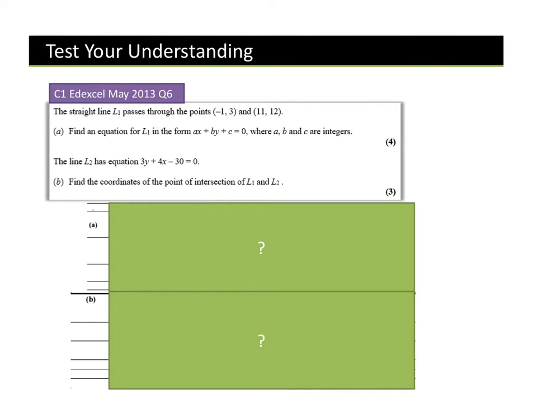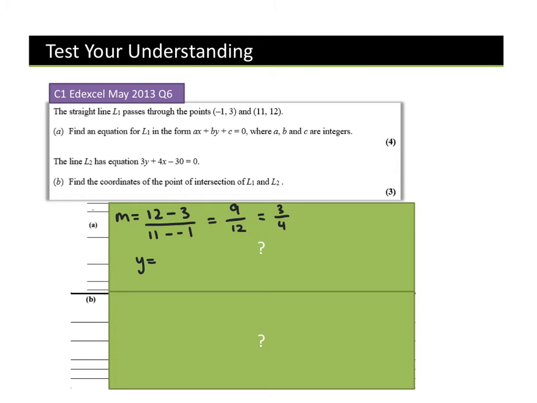Okay, step 1, we need to find the gradient. We know to find the gradient, we're going to do y2 minus y1 over x2 minus x1, which is going to give me 12 minus 3 is 9 over 12. So my gradient is in fact 3 over 4. Now I can choose any point I want. It doesn't matter which point I choose. I'm going to choose minus 1, 3.